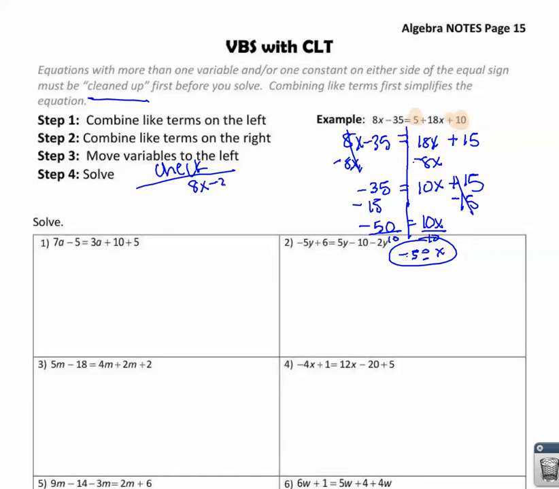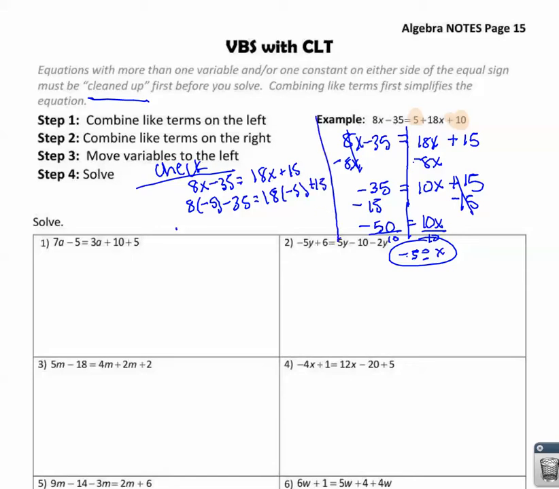So you write down your equation and substitute what you got in for x. So instead of 8x, I'm going to write 8 times negative 5. Use your parentheses. Equals minus 35 equals 18 times negative 5 plus 15.